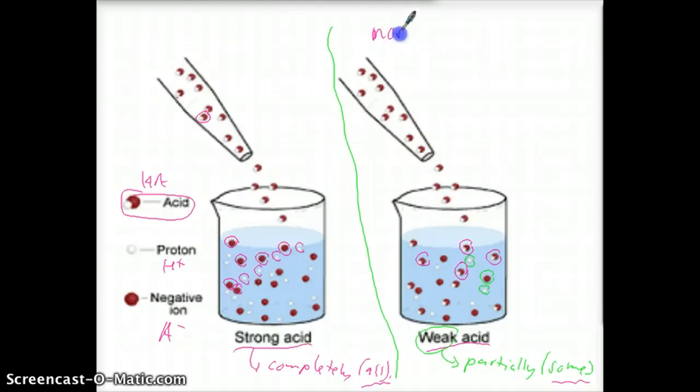If you have more H plus, another way of saying that is if there is more dissociation, more splitting apart, that means you have a stronger acid.